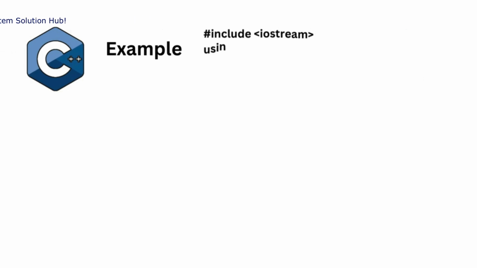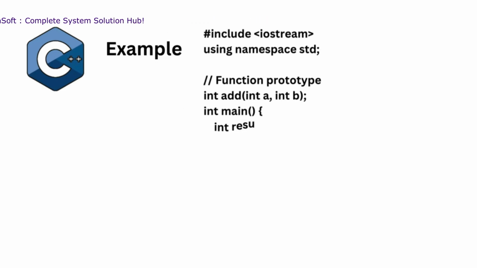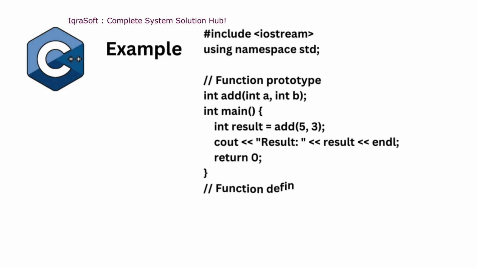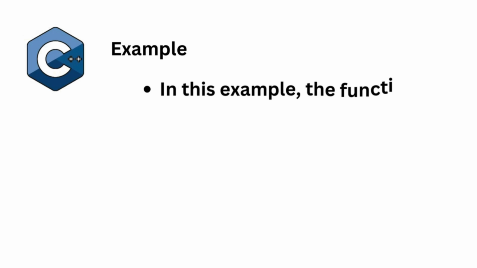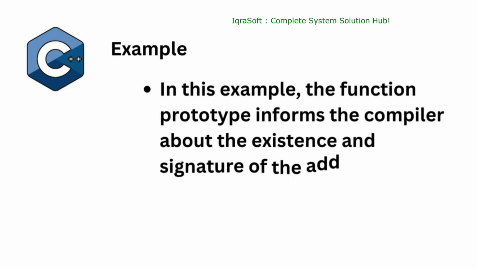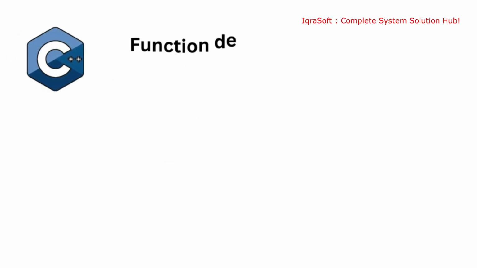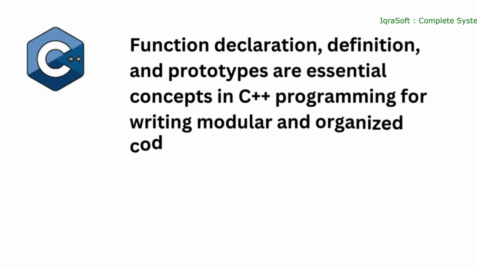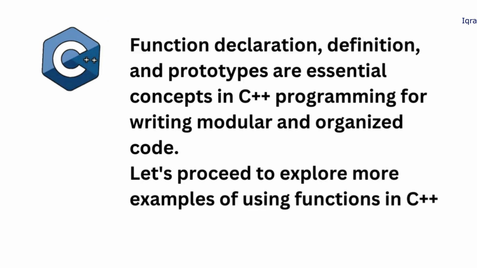Example: #include <iostream> using namespace std; // function prototype int add(int a, int b); int main() { int result = add(5, 3); cout << result << endl; return 0; } // Function definition int add(int a, int b) { return a + b; }. In this example, the function prototype informs the compiler about the existence and signature of the add function before it's called in the main function. Function declaration, definition, and prototypes are essential concepts in C++ programming for writing modular and organized code. Let's proceed to explore more examples of using functions in C++.